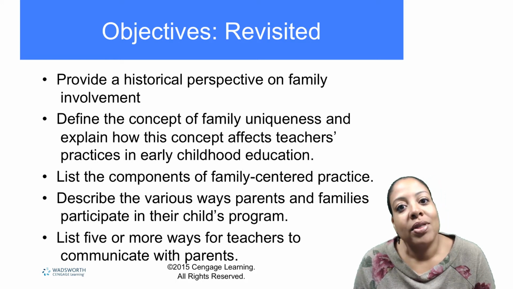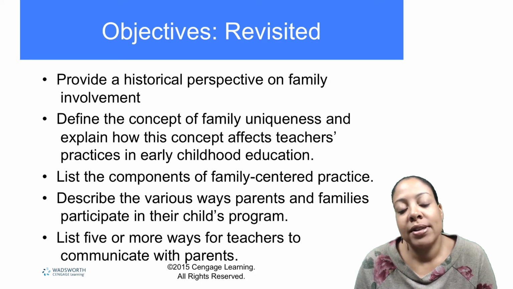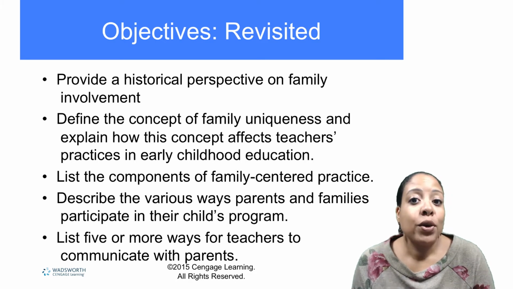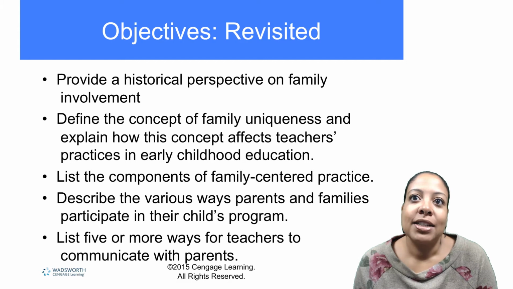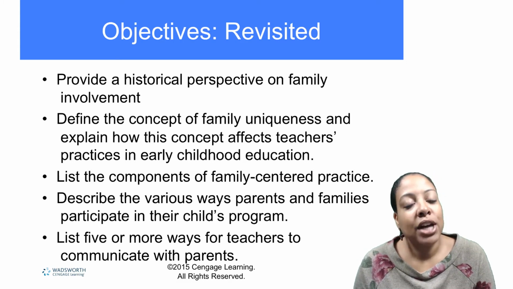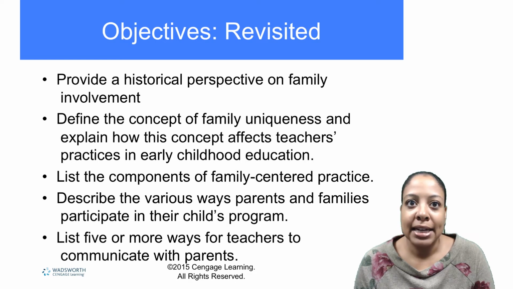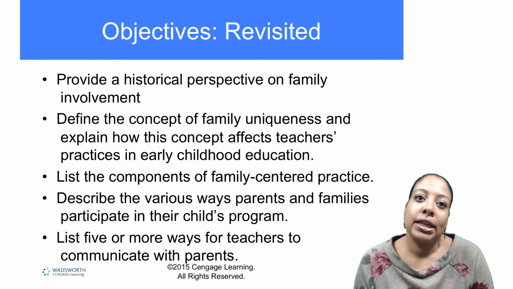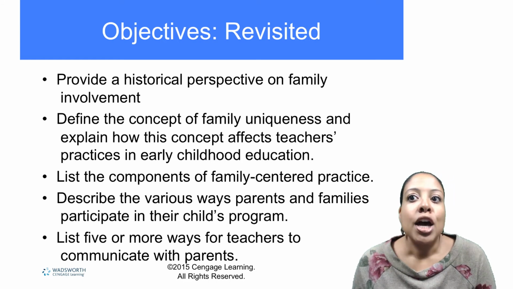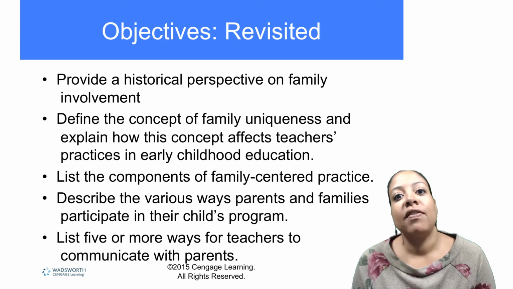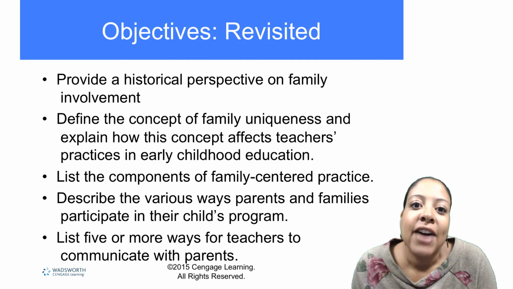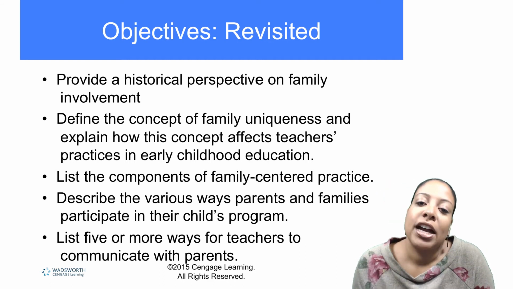So we've gone through the key elements of chapter 9. So now let's go back to the beginning, our objectives. Let's revisit them and see how much you have added to your prior knowledge. Objective number 1, if you recall, is to provide a historical perspective on family involvement. Our second objective, define the concept of family uniqueness and explain how this concept affects teachers' practices in early childhood education. Third, list the components of family-centered practice. Number 4, describe the various ways parents and families can participate in their child's program. And then finally, list 5 or more ways that teachers can communicate with parents.